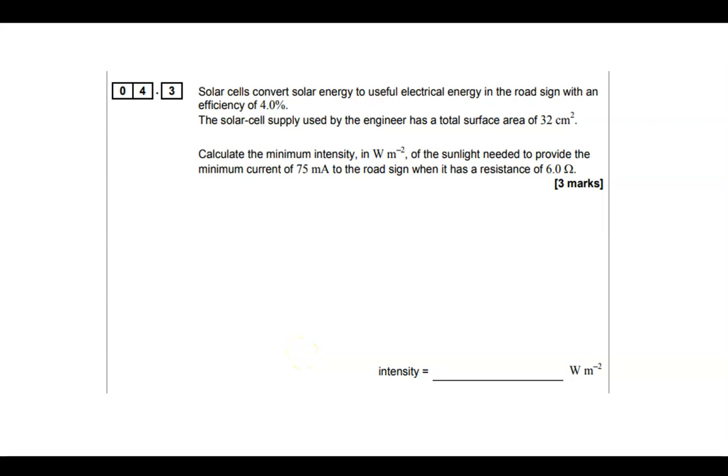Solar cells converting solar energy to useful electrical energy in a road sign with an efficiency of 4%. The solar cell supply used by the engineer has a total surface area of 32 centimeters squared. And we've got to calculate the minimum intensity in watts per meter squared of the sunlight needed to provide the minimum current of 75 milliamps to the road sign when it has a resistance of 6 ohms. Alright, so let's just jump across.